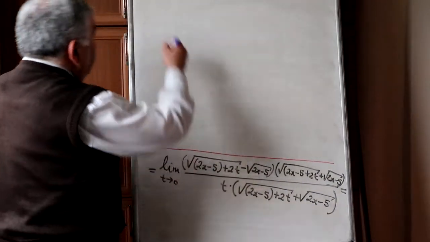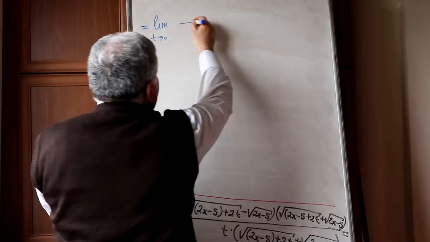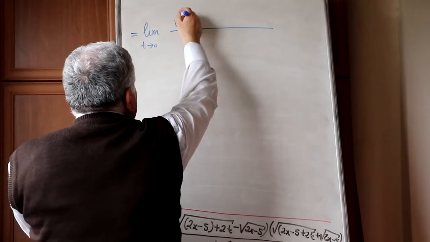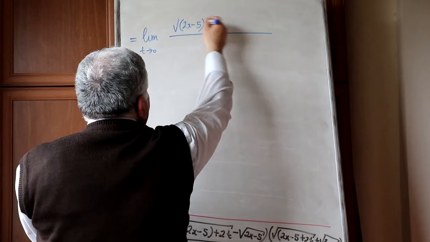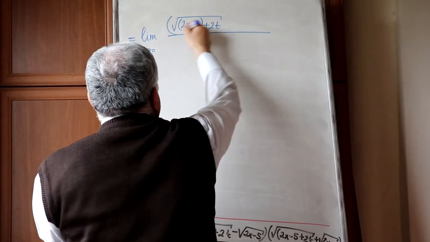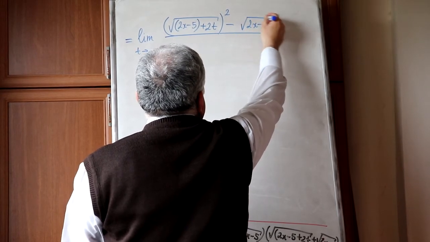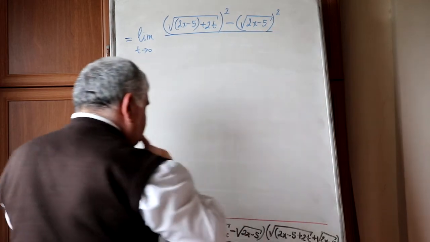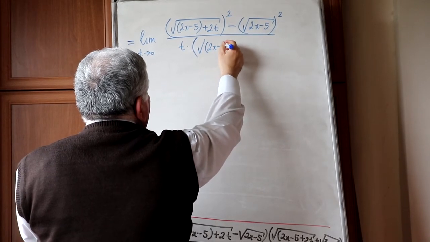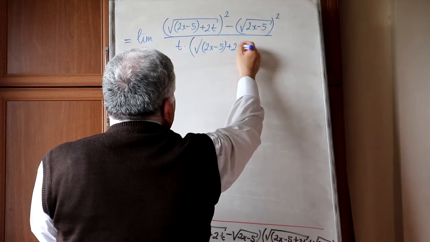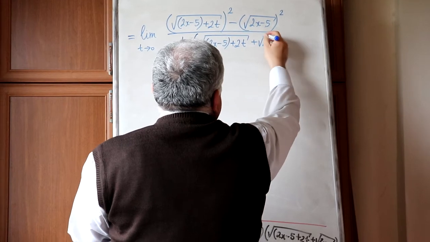The numerator will be limit when t tends to 0, square root of 2x minus 5 plus 2t squared minus square root of 2x minus 5 squared, divided by t multiplied by square root of 2x minus 5 plus 2t plus square root of 2x minus 5.